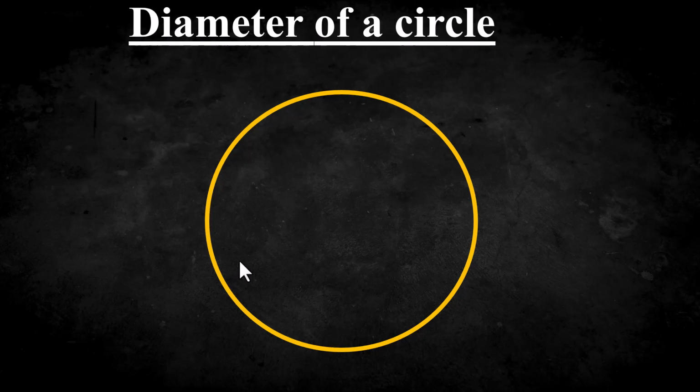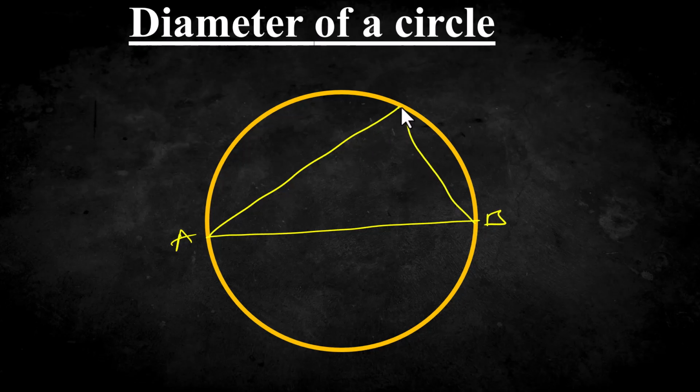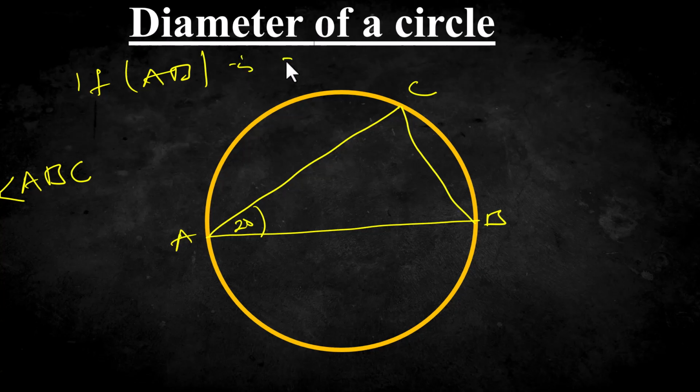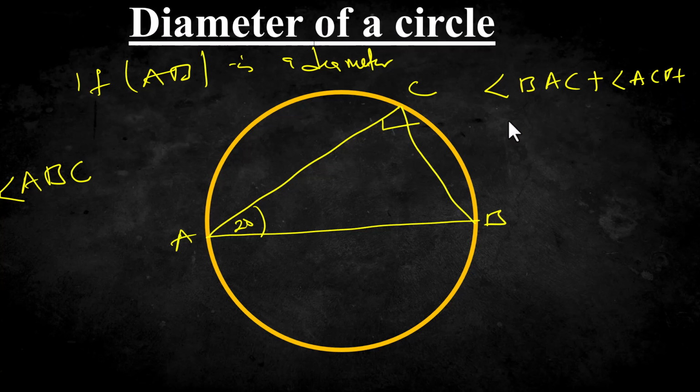So let's look at another scenario here. In case you have, let's say, a diameter, say AB is a diameter, it means the angle that subtends the circumference here is 90. But if this side is, let's say, 20, and you're asked to find angle ABC, if AB is a diameter, the angle that forms at the circumference here is 90. So this one will be angle BAC plus angle ACB plus angle ABC equals 180 degrees.